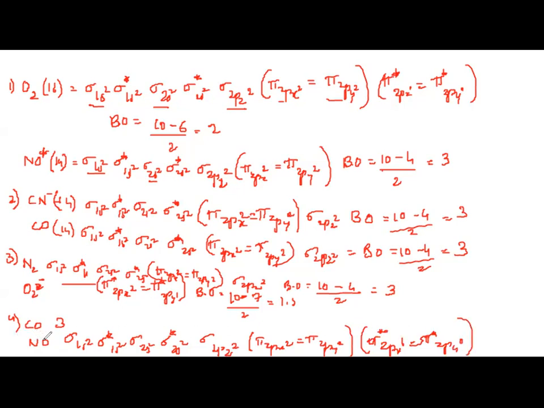So nitrogen 7, oxygen 8, 15 electrons, right? So here there are 15 electrons required, 2, 4, 6, 8, 10, 12, 14 and 15. So it is 0 here.